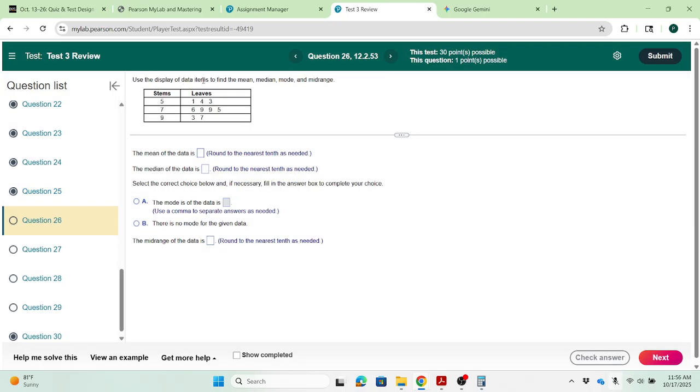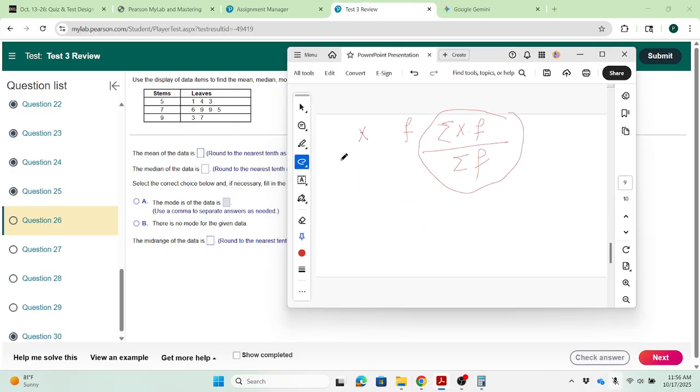Use the display of the data items to find mean, median, and mode. Remember, mean means it's all the data divided by the total frequency. If you write down this data, it's actually 51, 51, 54, 53, 76, 79, 79, 75, 93, 97. For finding the mean, you have to add all these numbers and divide by 1, 2, 3, 4, 5, 6, 7, 8, 9.